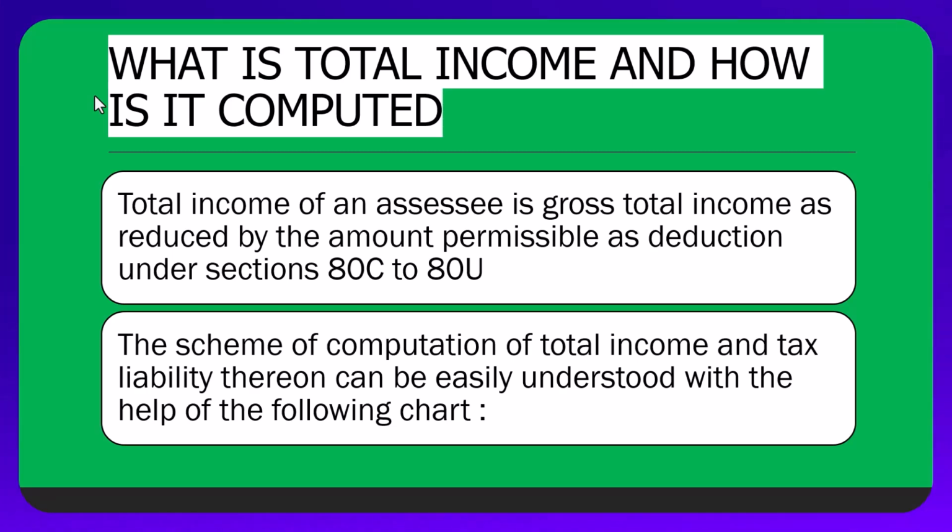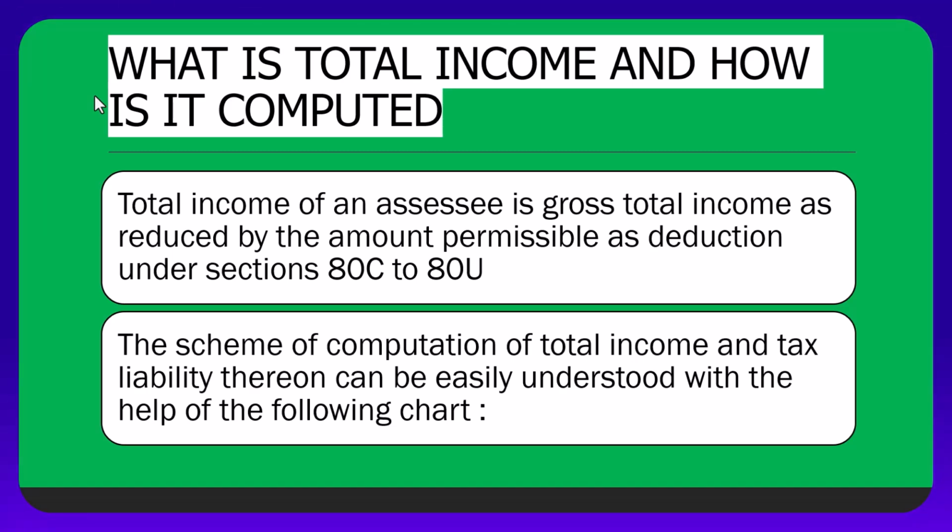So what is total income? How is it computed? Total income of the assessee is the gross total income as reduced by the amount permissible as deductions under section 80C to 80U. So that means first you calculate what is your income, then apply those deductions and calculate your income, and that income is called the total income.